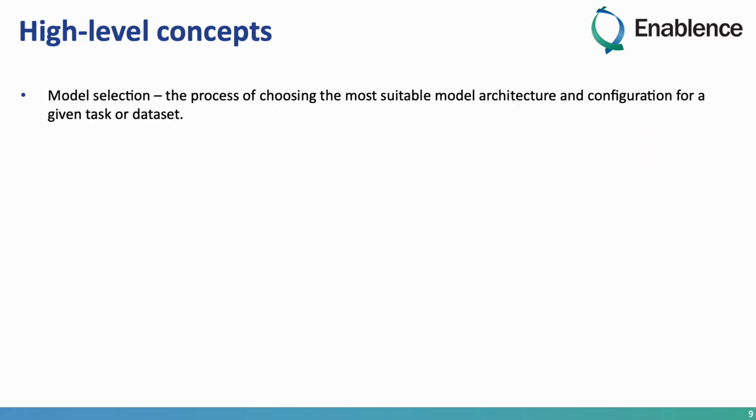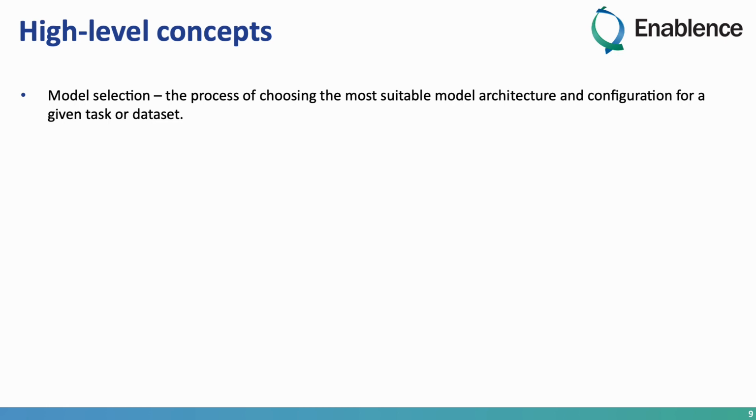Now, a few important high-level concepts and definitions. So when we talk about model selection, we refer to the process of choosing the most suitable model architecture and configuration for a given task or data set. So in classical machine learning, it could be choosing a linear regression model or perhaps a polynomial regression model. And in deep learning, it could be selecting a particular architecture and all its parameters that result in a model with good performance.